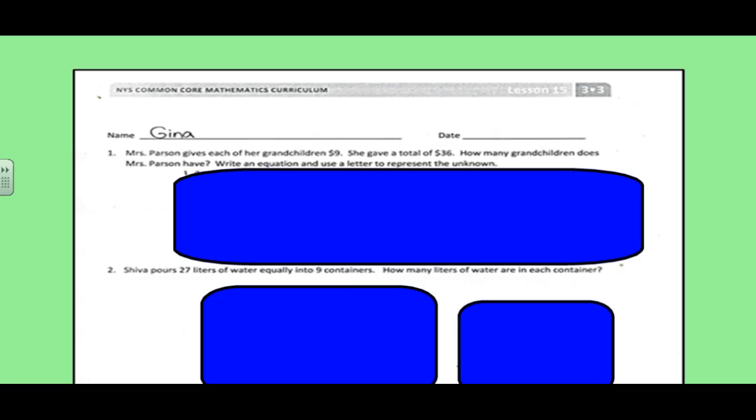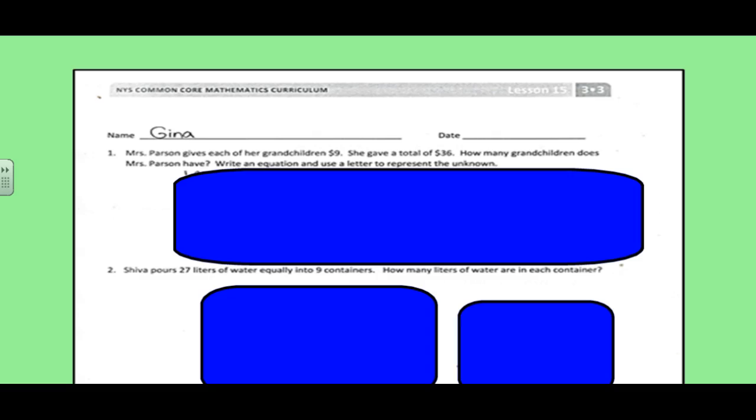Okay, this problem set is just going to be a bunch of word problems where we're working through it and using drawings and using letters to solve it. So for number 1, it says Miss Parson gives each of her grandchildren $9. She gave a total of $36. How many grandchildren does Miss Parson have? Write an equation and use a letter to represent the unknown.